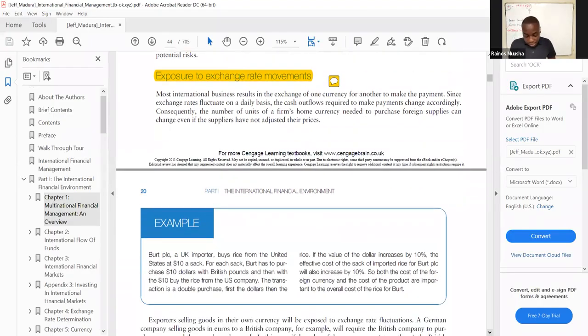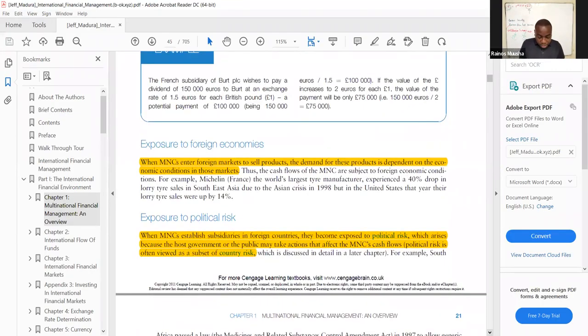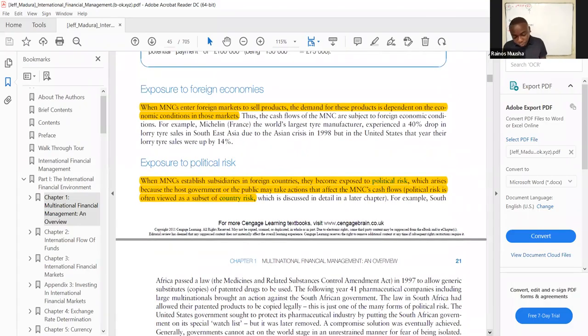The next one is exposure to foreign economies. And here they say, when the multinational corporation enters foreign markets to sell products, the demand for these products is dependent on the economic conditions of those markets. So which means that if you're going to be investing in a particular foreign country or in a particular economy, and the economy is not doing well, it also means that the demand for your goods and services might not do well, which means that your rate of return on the investment might not end up doing very well as well.